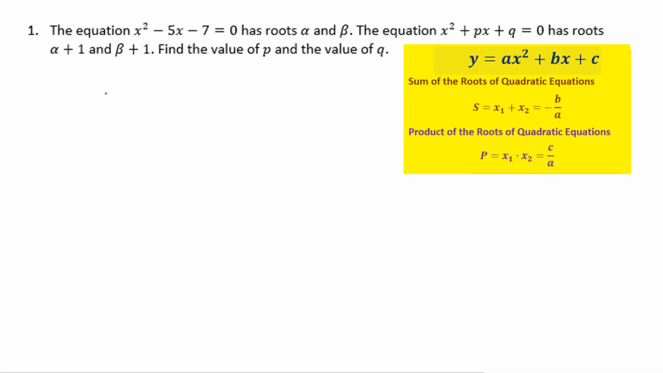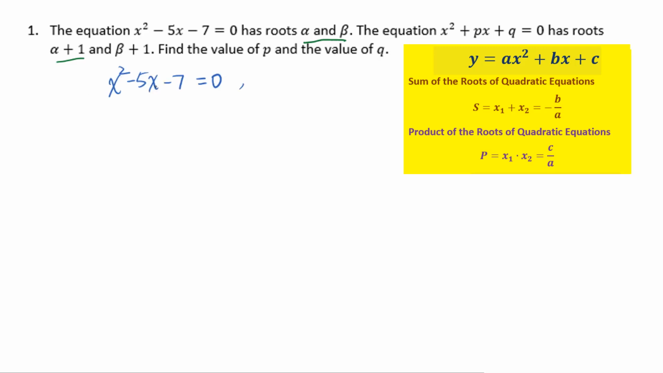Let's go to question 1. The equation x squared minus 5x minus 7 equals 0 has roots alpha and beta. The equation x squared plus px plus q equals 0 has roots alpha plus 1 and beta plus 1. Find the value of p and the value of q.